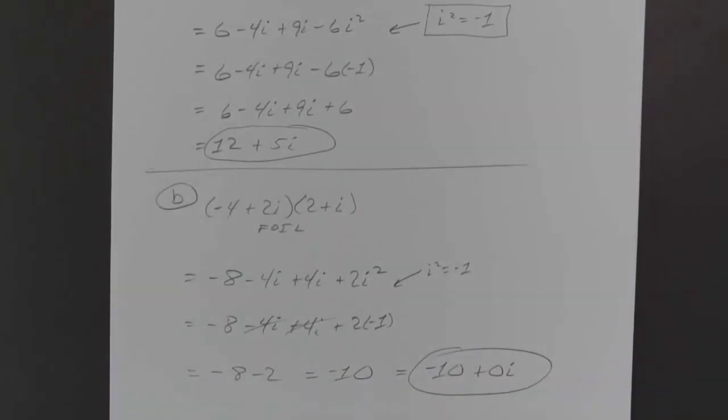Always remember that a plus bi form. So if this were a multiple choice test, one of the options will be negative 10 and one of them will be negative 10 plus 0i. So if you put negative 10, that would have been wrong. All right. Any questions on this one?